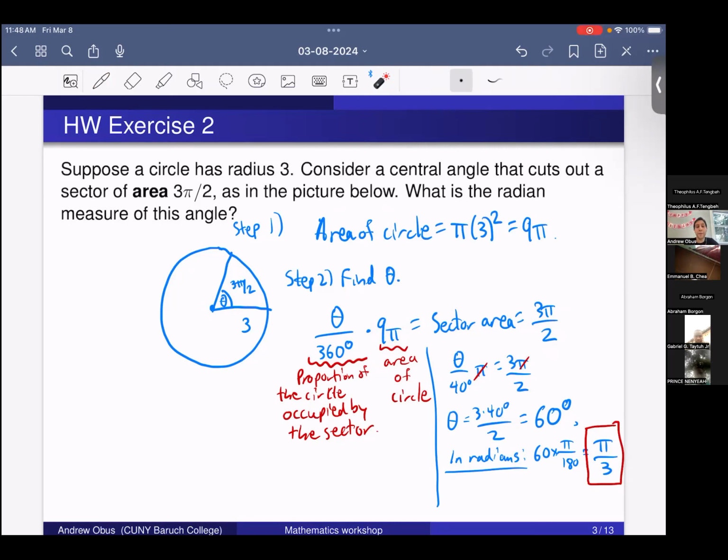Or if we wanted to do everything in radians to start with, instead of writing 360 degrees over here, we could have just written 2 pi from the beginning, right? Because in radians, 2 pi is the entire circle. So we could have had just theta over 2 pi times 9 pi equals 3 pi over 2. And if you solved that equation, it would give you exactly the same answer. You would get that theta is equal to pi over 3. So you can do it with degrees first and then convert to radians, or you can just use radians from the beginning, in which case you would have a 2 pi here instead of 360 degrees. Either way works, and either way you get the same answer.